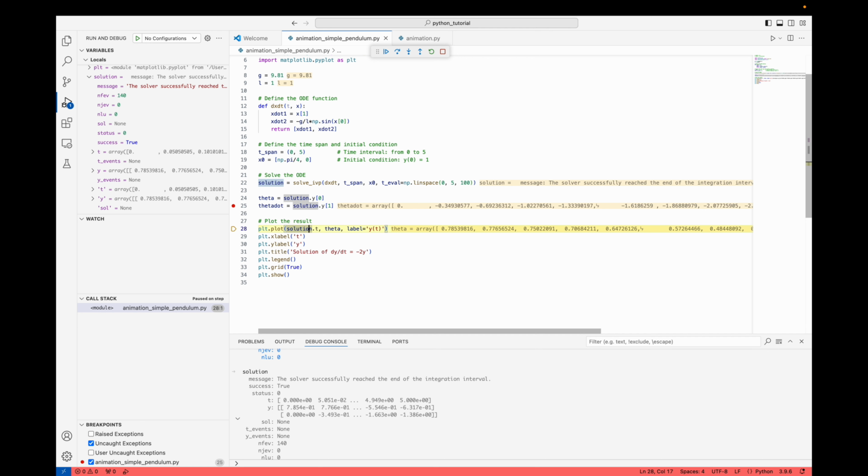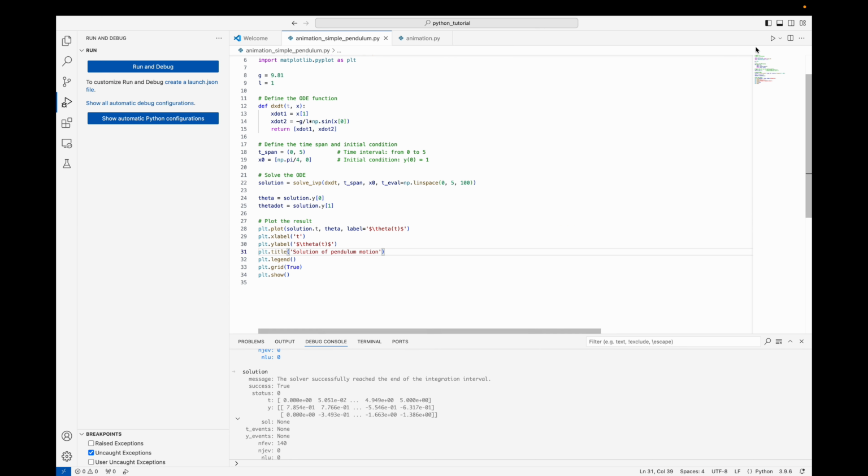So that is gonna be theta as a function of time. My label is gonna be theta as a function of time. That's just a fancy way to output the simple theta. Okay, x label is time, y label is theta. Okay, the title is solution of pendulum motion. Okay, cool, and I'll stop and I'll run this code and I'll see what I get.